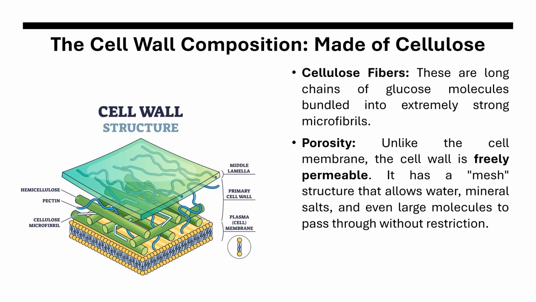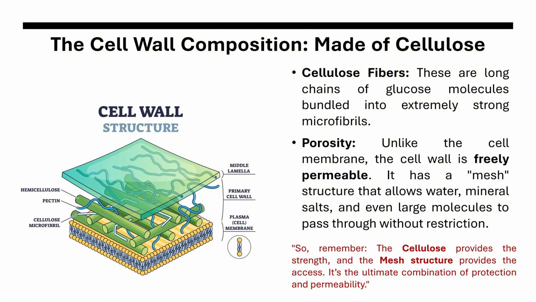A very important distinction for your exams: unlike the picky cell membrane, it is the cell wall that is freely permeable. Think of it like a chain link fence or a mesh net. It has a very open structure that allows water, mineral salts, and even large molecules to pass right through it without any restriction. It does not decide what enters and what leaves. It simply provides the structural frame of the cell to live in.